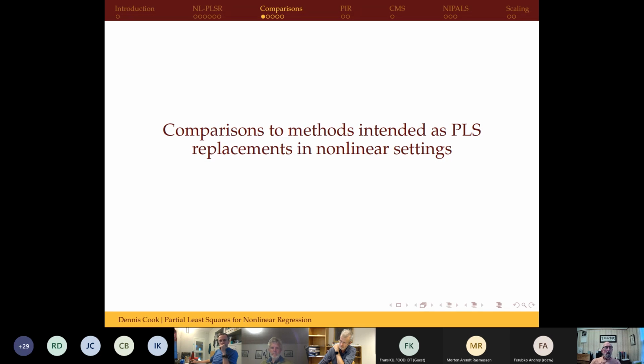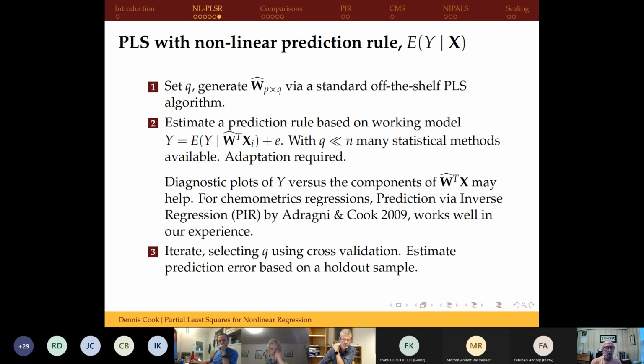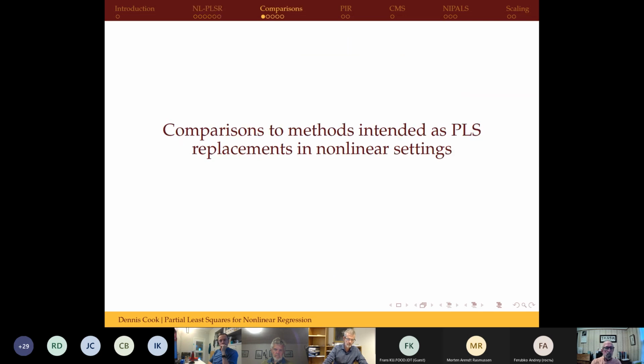So what I want to do next, let me back up just a minute here, sorry. I mentioned here that what we used is prediction via inverse regression. I'm going to be using that in some examples. I'm not going to talk about the details of that in the formal part of this, but I'm prepared to give you a brief overview should you have questions at the end.